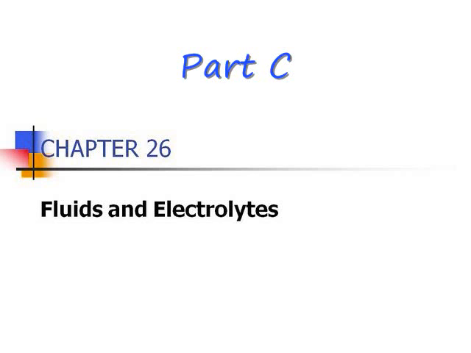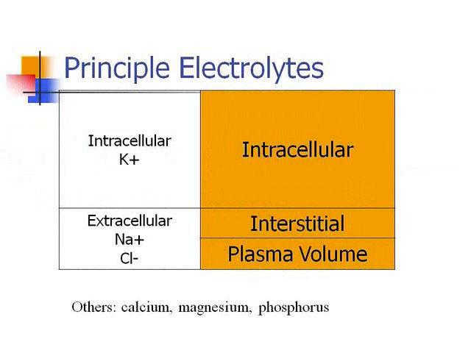Chapter 26, Fluid and Electrolytes. Now we're shifting gears and looking at electrolytes. The principal extracellular fluid electrolytes are sodium and chloride. The principal intracellular fluid electrolyte is potassium. There are other significant electrolytes as well. They're calcium, magnesium, and phosphorus.